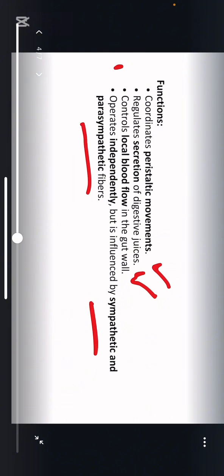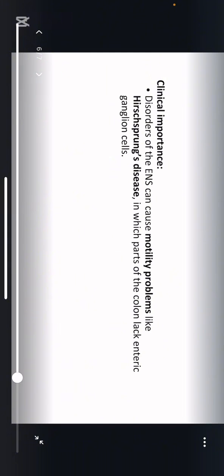And the function of the enteric nervous system: it controls peristaltic movements, secretion, local blood flow, and it operates independently but is influenced by sympathetic and parasympathetic fibers. So the next thing, connection. Parasympathetic nerves stimulate the enteric nervous system, and sympathetic nerves inhibit its activity. In parasympathetic nerves there are two nerves, vagus and pelvic splanchnic nerves. Clinical importance, disorders of the enteric nervous system cause Hirschsprung disease.